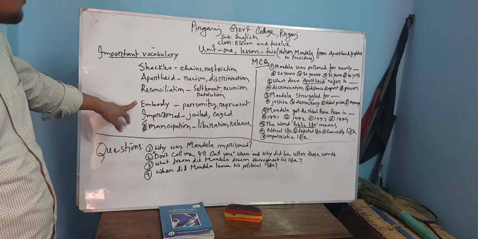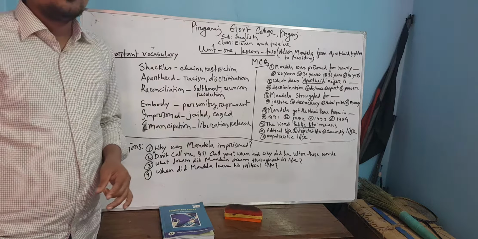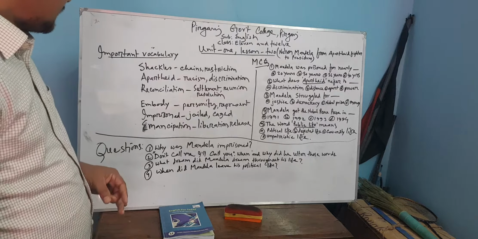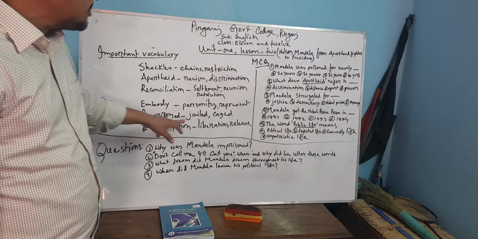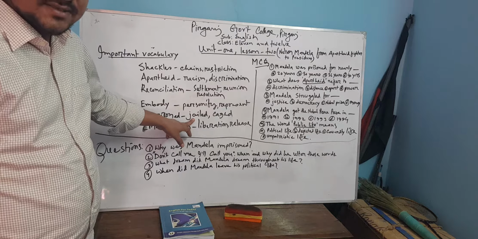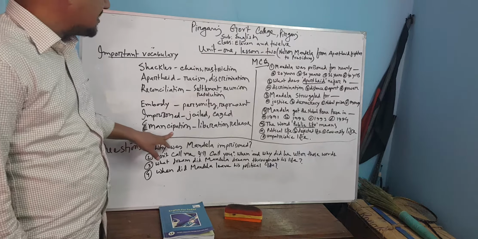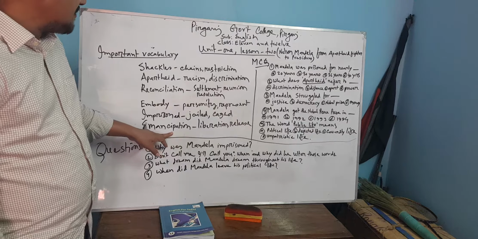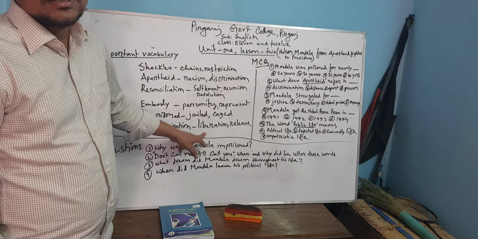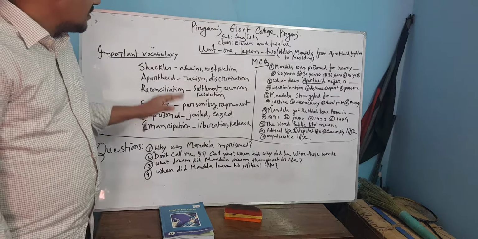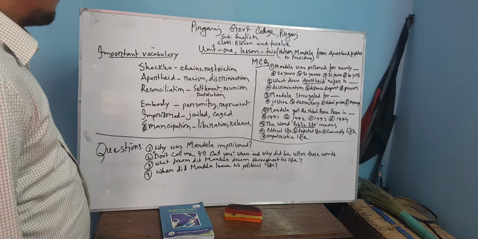And the next word is embody. Embody means personify or represent. Imprisoned. The word imprisoned means jailed or caged. And the last word, emancipation. Emancipation means liberation or release. So this important vocabulary we have to learn.